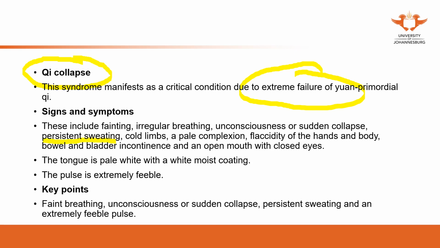Persistent sweating, cold limbs. Why will there be cold limbs? That's the warming function of the Qi. When we don't have enough Qi, the body doesn't have enough heat. That's why it presents with cold limbs. Pale complexion, Qi deficiency. It can be irregular breathing, and in severe conditions, unconsciousness or sudden collapse, also severe conditions of Qi collapse.